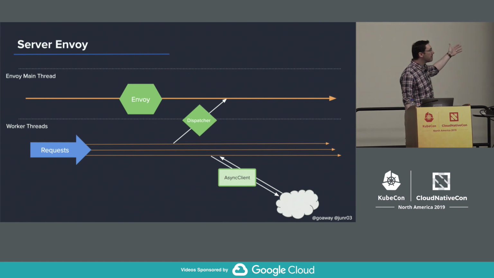Additionally, worker threads will sometimes need to perform asynchronous work, like issuing a request out to the internet that's a side channel from the actual main proxying pipeline. This could be to perform auth with a different server, or do rate limiting. It uses a construct called an async client to do this.